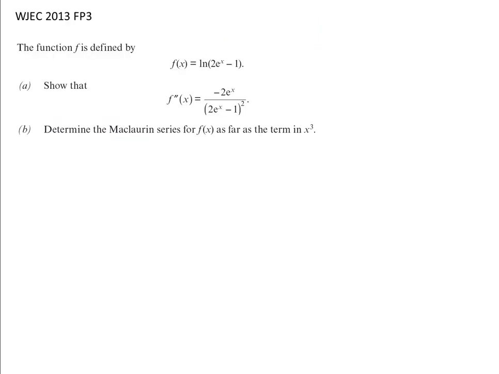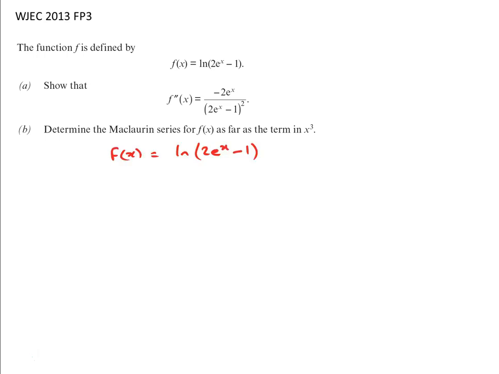So the first one, we have the function f is defined by f of x is the natural logarithm of 2e to the x, take away 1. We have to first of all show a result about the second derivative of f, and then we have to deduce the Maclaurin series for f of x as far as the term in x cubed.